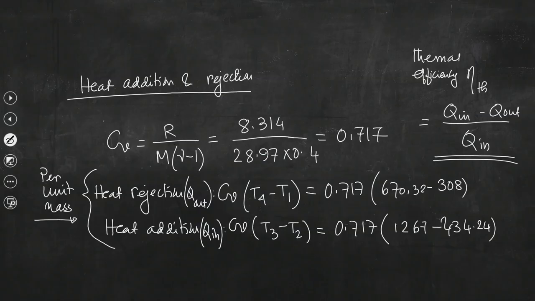Unit of this heat rejection and heat addition should be kilojoule per kg, because we are interested in per unit mass of the working substance. Okay. So, another problem we will be solving, and I am telling you because you can calculate this efficiency would be coming around 56.4%. So, you can check whether you are getting this efficiency or not.